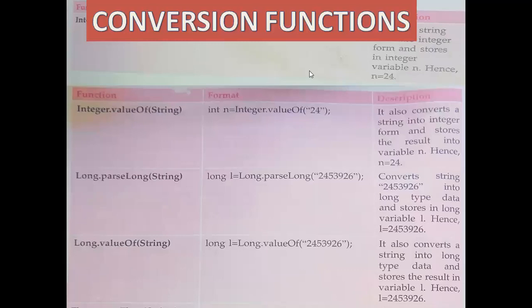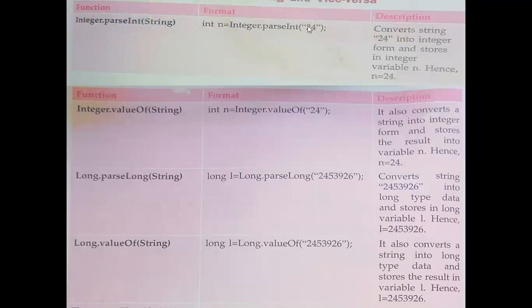Now we have some conversion functions. Like, see, 24 is actually a number, right? Yes, sir. But it is in double quotes. Since it is in double quotes, it is treated as a string. To convert this string into integer, we have Integer.parseInt function. Either use Integer.parseInt, or you can say Integer.valueOf. Either of these two functions are fine.